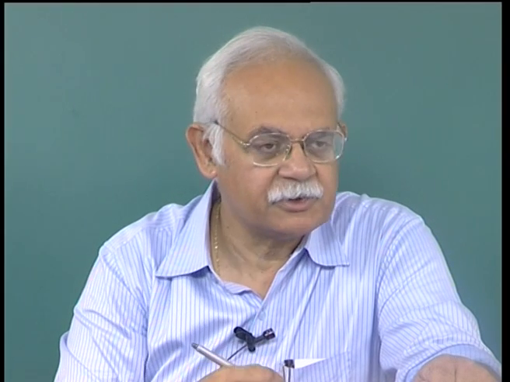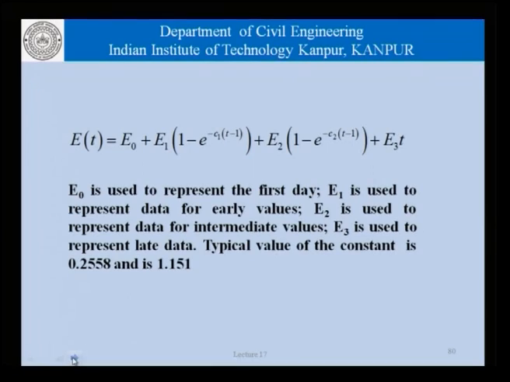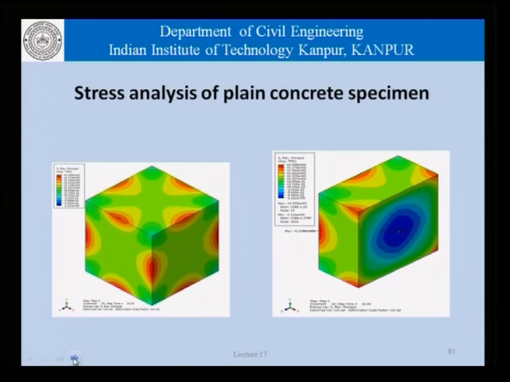So, this is the representation which was used in this model to analytically determine or estimate the values of E as a function of time using E0, E1 and E2, which are defined here, and E3, and based on that we do a stress analysis. We find these stress values which are shown in this graph.